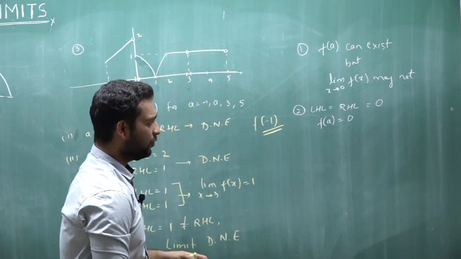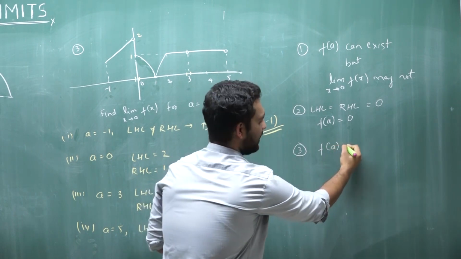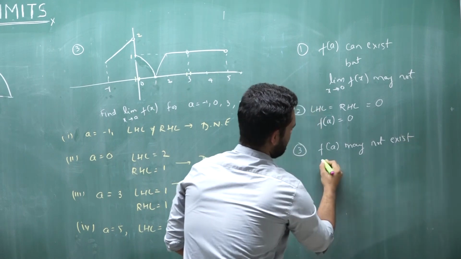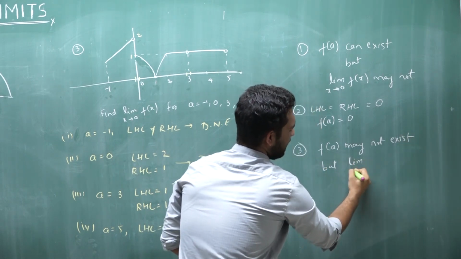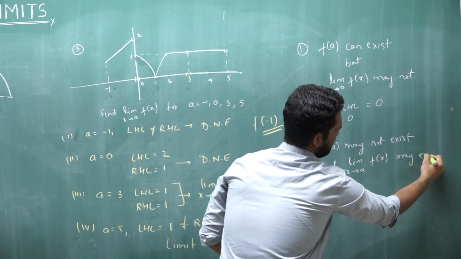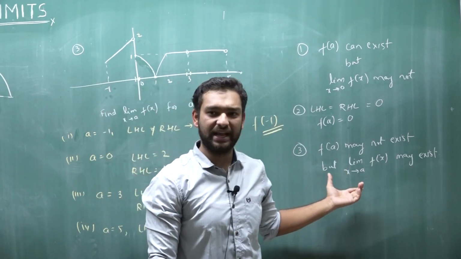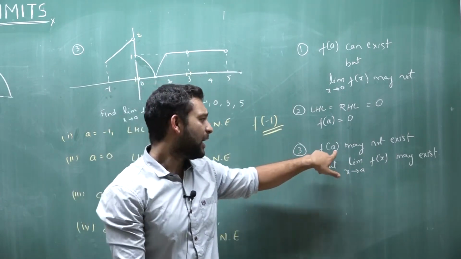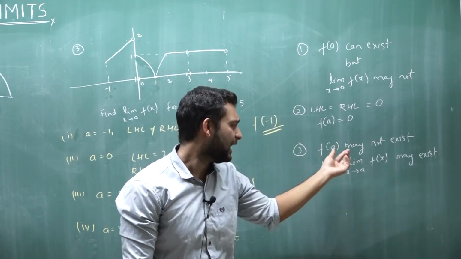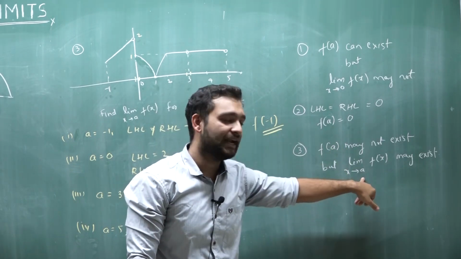Right. Now I'll give you one more example for this thing. F of a may not exist, but limit x tending to a f of x may exist. What it is trying to say is, your function might not give you any value at f of a. That means the function might not be defined at x is equal to a, but you can still get the limit of x tending to a f of x.